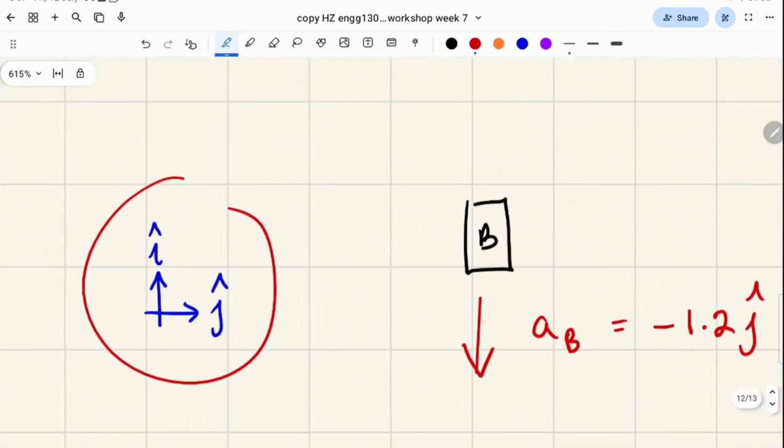Did I do it the wrong way? That looks like the wrong way. Yeah, okay, my bad.